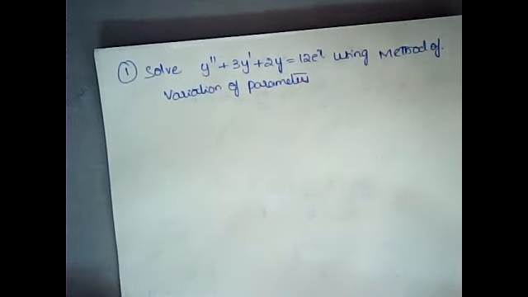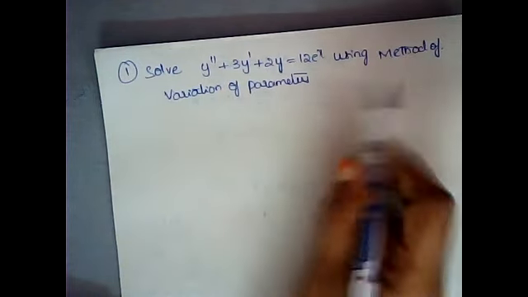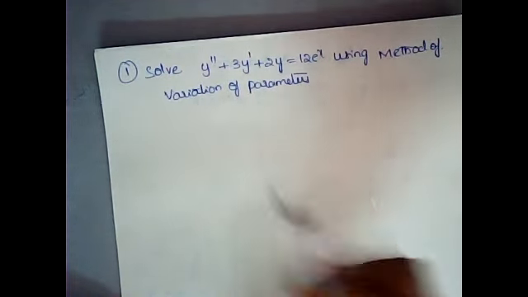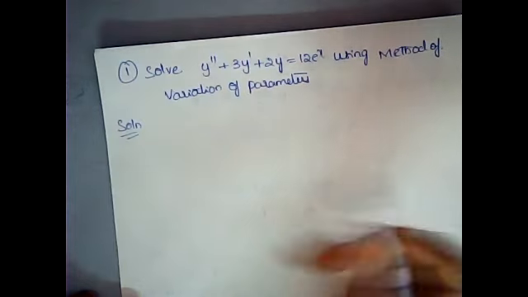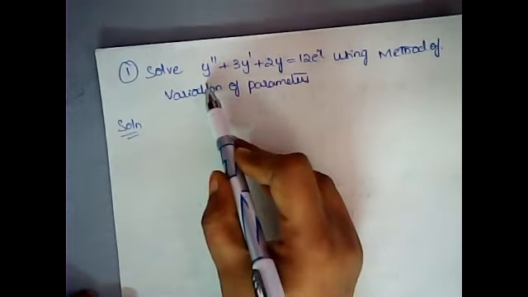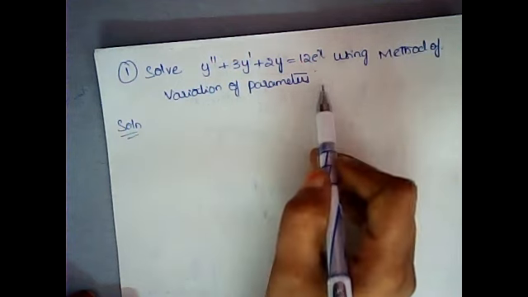Now let us see a problem based upon this variation of parameters. In the problem, they will mention that by using variation of parameters, you need to solve this equation. The question given is: solve y double dash plus 3y dash plus 2y is equal to 12 e power x using the method of variation of parameters.